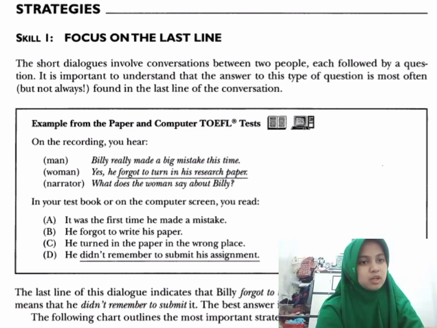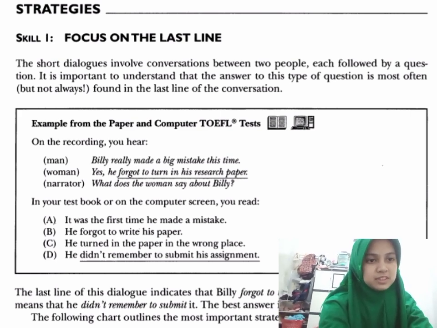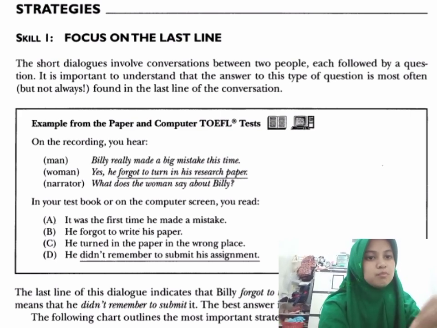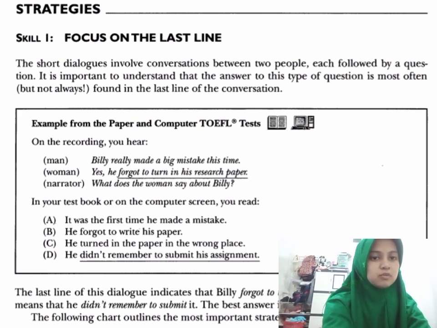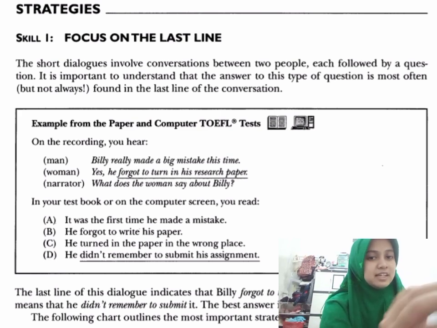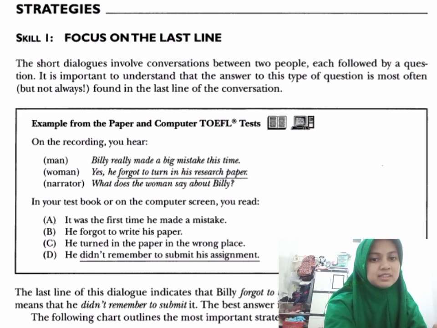Then I have some tips for this strategy. First, the last line of the dialogue probably contains the answer to the question. Second, listen to the first line of the dialogue. If you understand it, then that's good. But if you don't understand it, don't worry because it probably does not contain the answer. The last one, be ready to focus on the last line of the dialogue because it probably contains the answer. Repeat the last line in your mind as you read through the answers in the text.